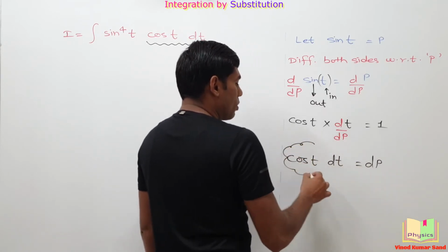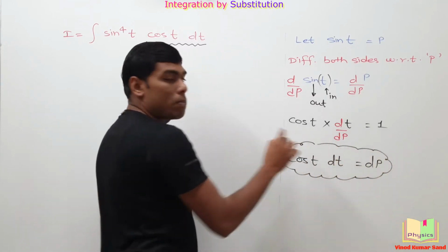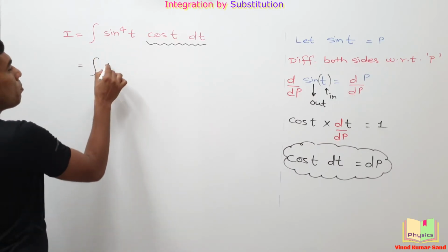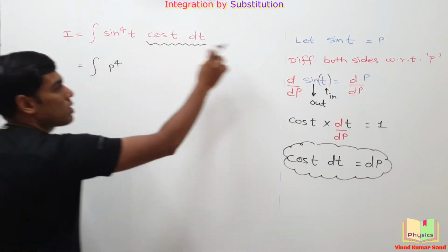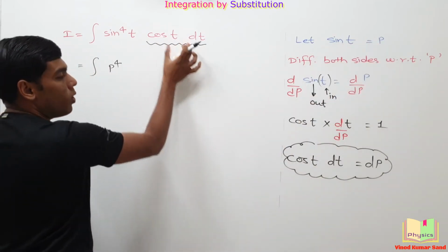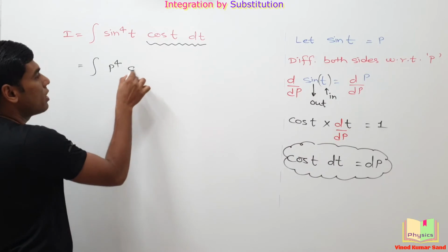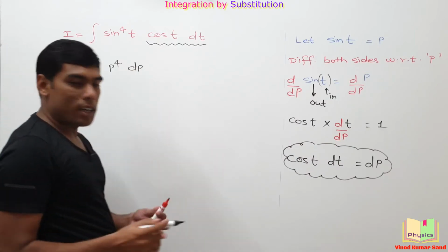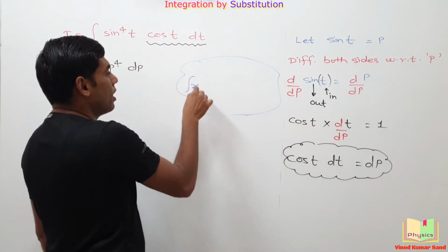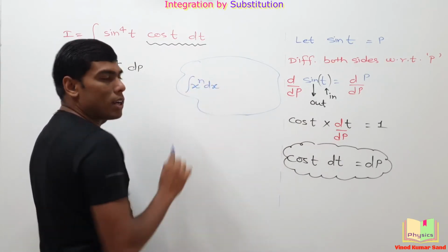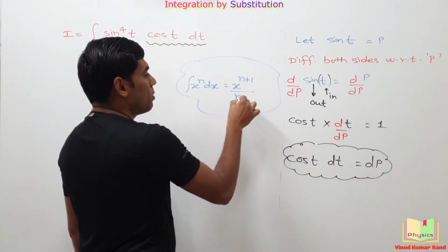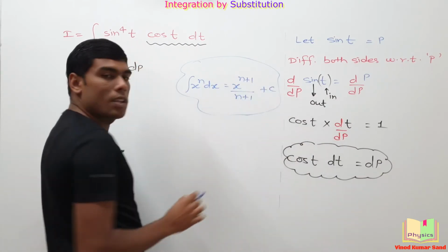Now few things are useful for us if we look at this computation. Cos t dt, you keep it in LHS and shift the dp to the RHS. See, now the question will become pretty simple for us. This question can be rewritten as p to power 4 because sine t was equal to p, and instead of cos t dt you can bring the dp. Entire computation is easy. We'll be using this formula again. Integration of x to power n with respect to x results into what? X to power n plus 1 by n plus 1 plus c.